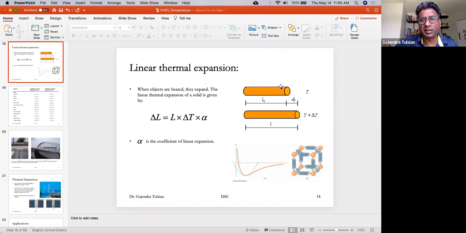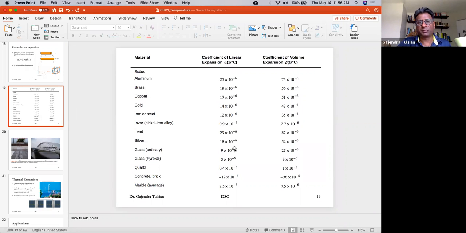The increase in length of this object is the length of the object times the rise in temperature times the coefficient of linear expansion, alpha, which is given here. For steel, it's 12, and interestingly, for concrete it's also 12 times 10 to the minus 6 per degree Celsius. For aluminum, it's about twice as much, 25 times 10 to the minus 6 per degree Celsius.